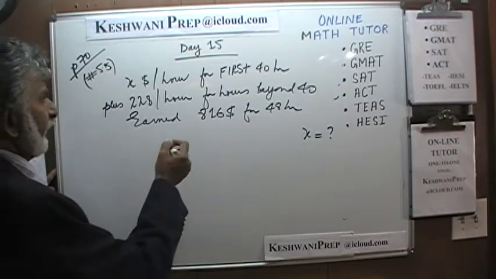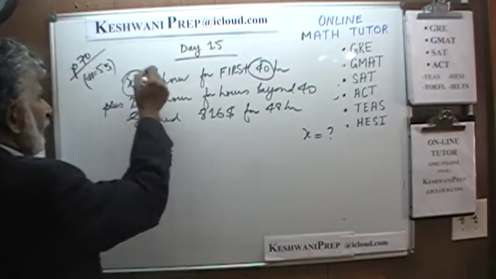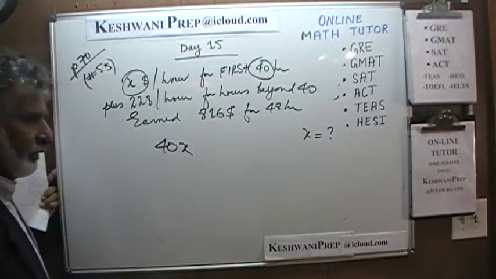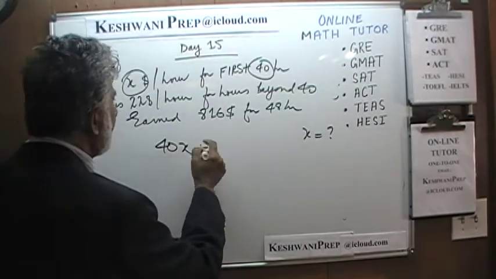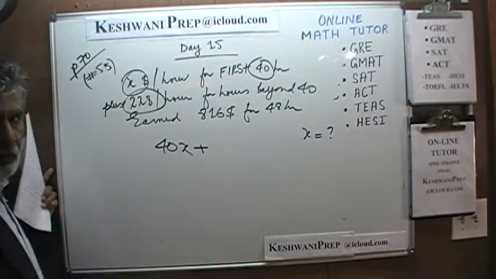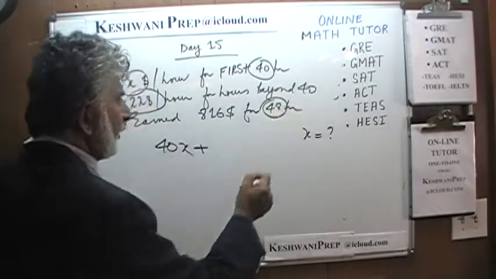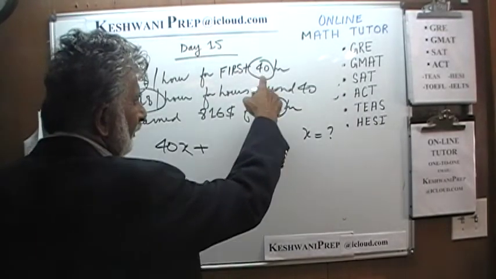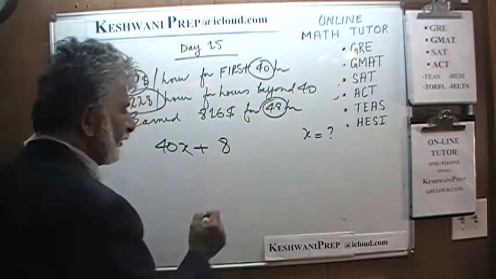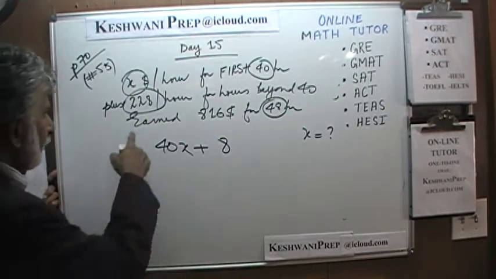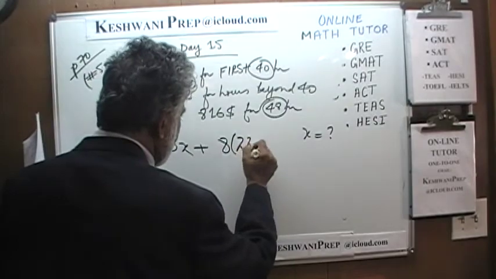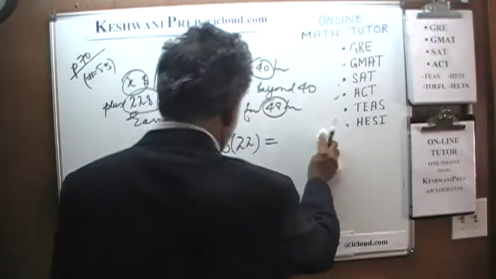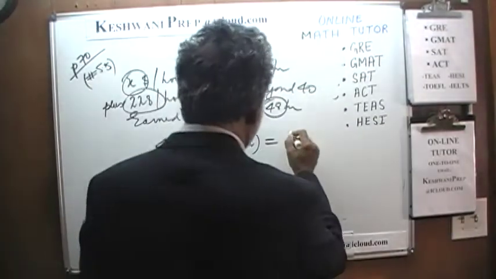Well, for the first 40 hours, we're getting paid X dollars per hour, which means for the first 40 hours, we're going to get 40 times X. After that, anything beyond that, we're getting $22 per hour, and we know how many hours we work. We work 48 hours, which means 48 minus 40, we have 8 hours that we worked beyond 40, for which we got $22 an hour. And altogether, it adds up to $816.